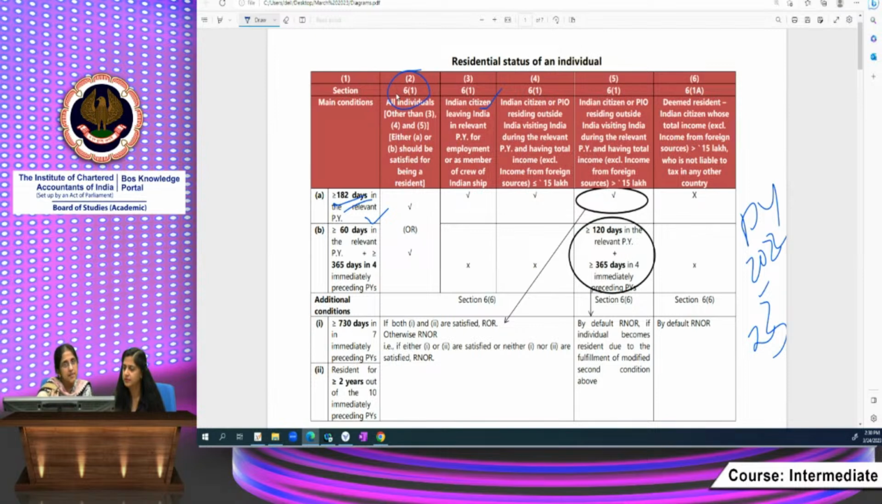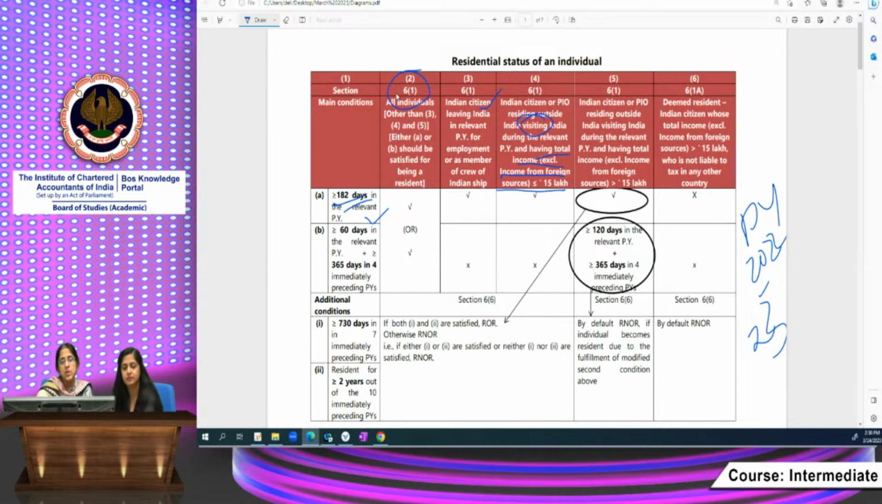Second is an Indian citizen or a person of Indian origin who resides outside India, visiting India during the relevant previous year. He's not returning permanently. He's simply visiting India during the relevant previous year and having total income, excluding income from foreign sources, less than 15 lakh. Here you're talking about an Indian citizen or a person of Indian origin. A person of Indian origin is a person whose parents or grandparents were born in undivided India. So even though he might be a citizen of the US or something, if he's a person of Indian origin, then this condition is also applicable to him.